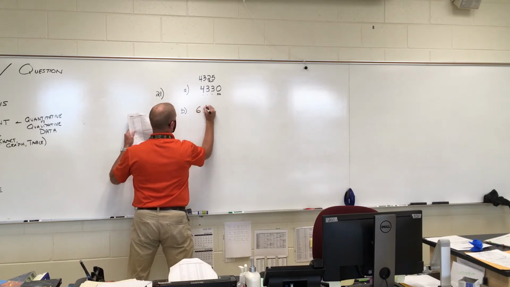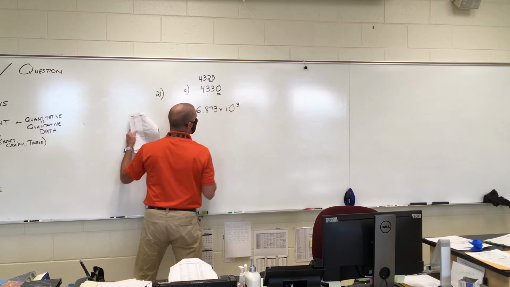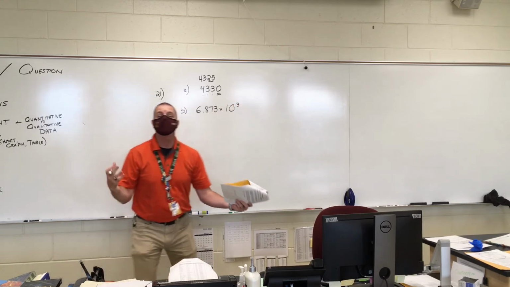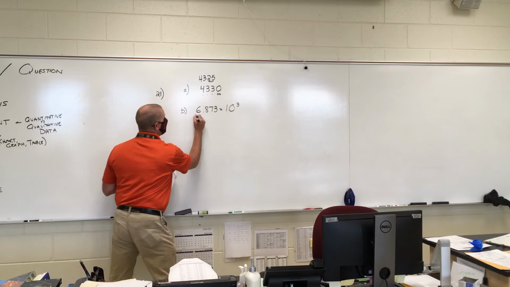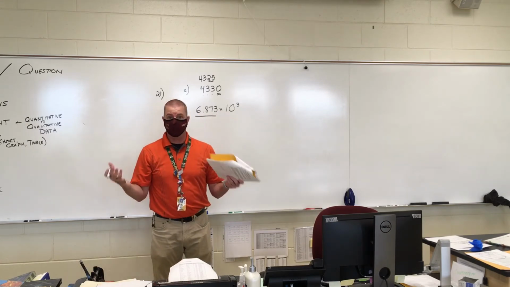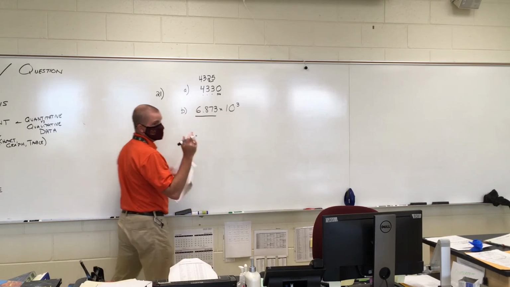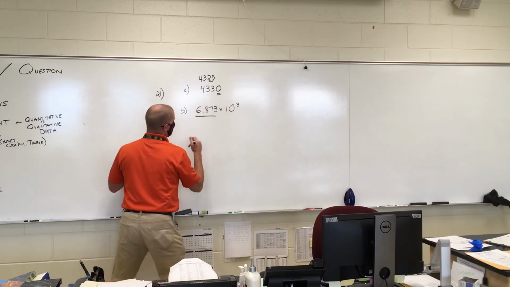Letter B, okay? 6.873 times 10 to the third. So here's the first time where I'm teaching about significant figures in scientific notation, and they're pretty easy, and it's this. The part that comes before the times symbol is all that matters for sig fig reasons. Okay? And so this just becomes a rounding thing. It's way easier than A.